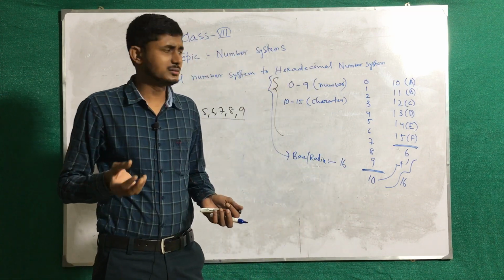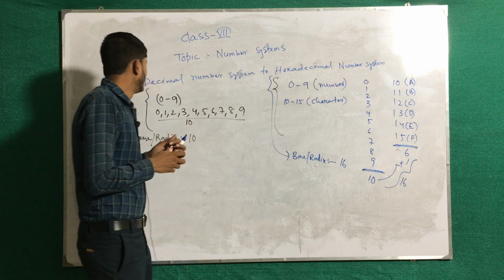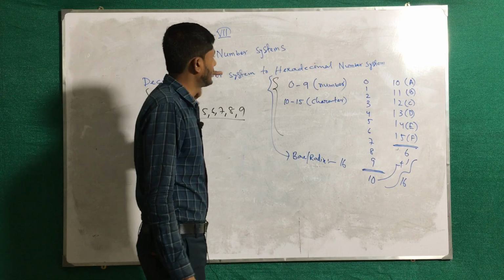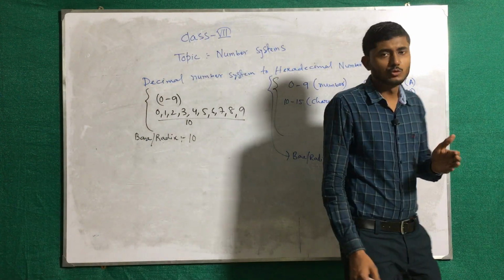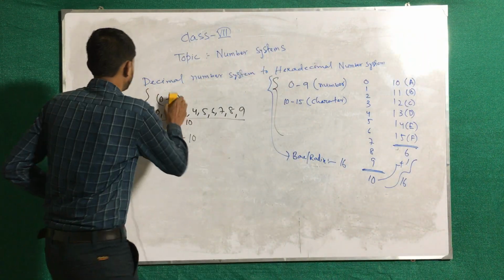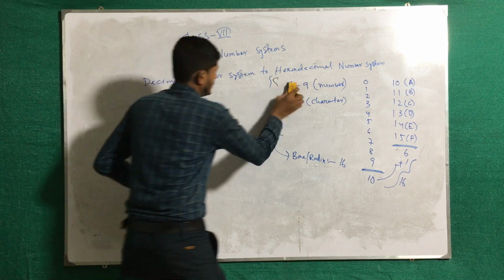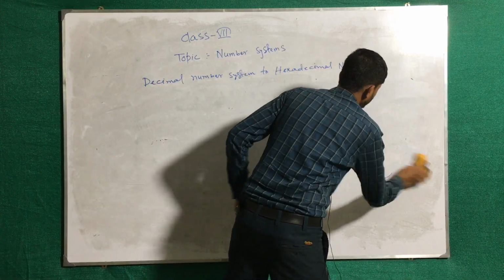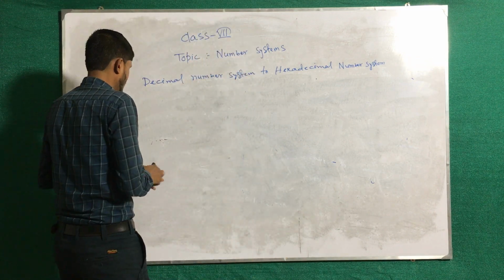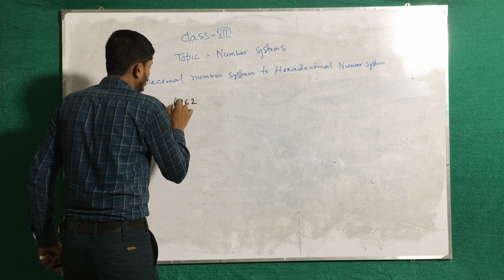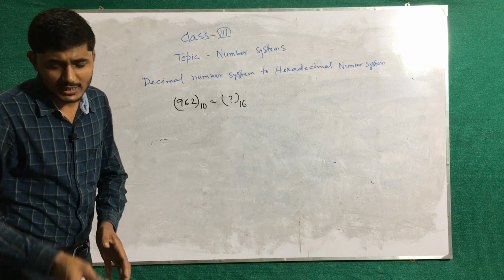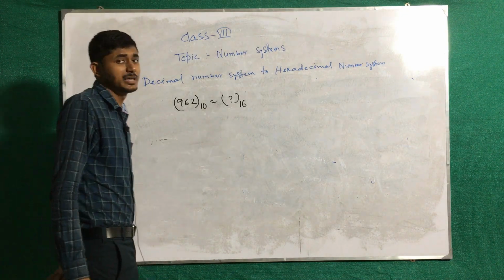We know that. I will discuss now how to convert a particular decimal number to its equivalent form of hexadecimal number system. The example is 962 base 10 equals how much base 16. We will convert the decimal number into its equivalent hexadecimal form.